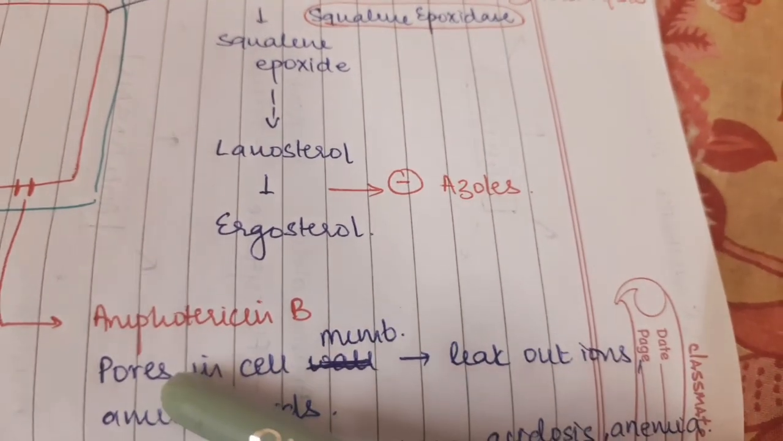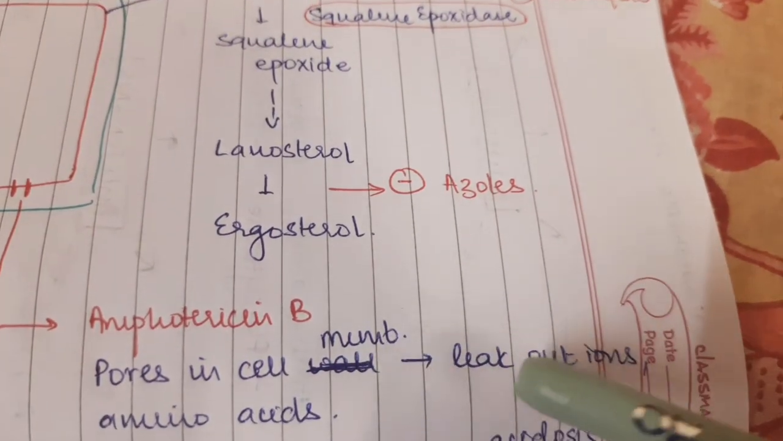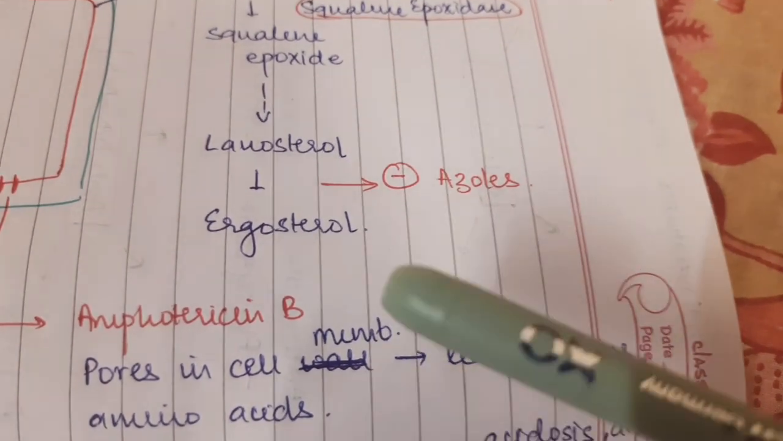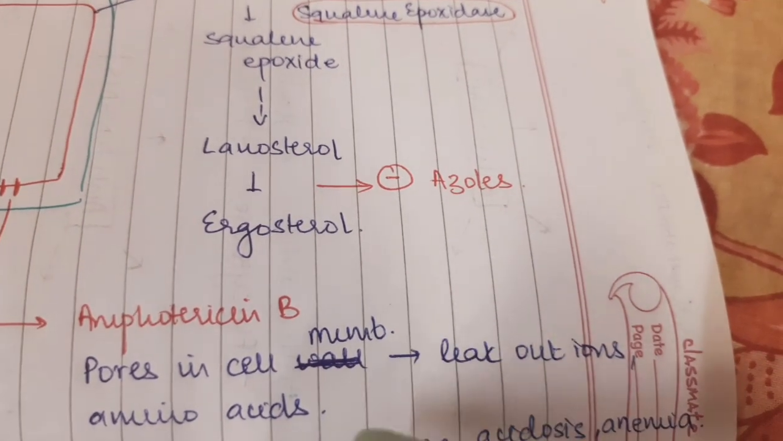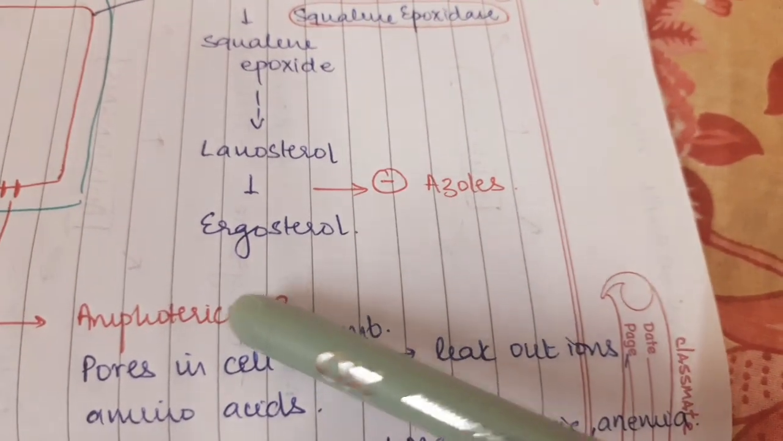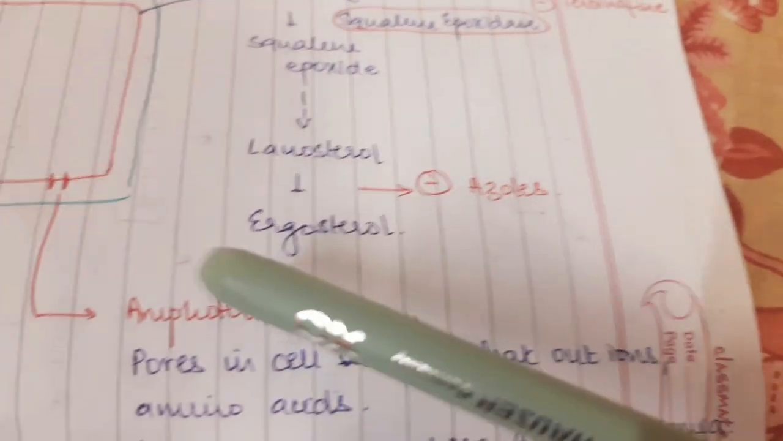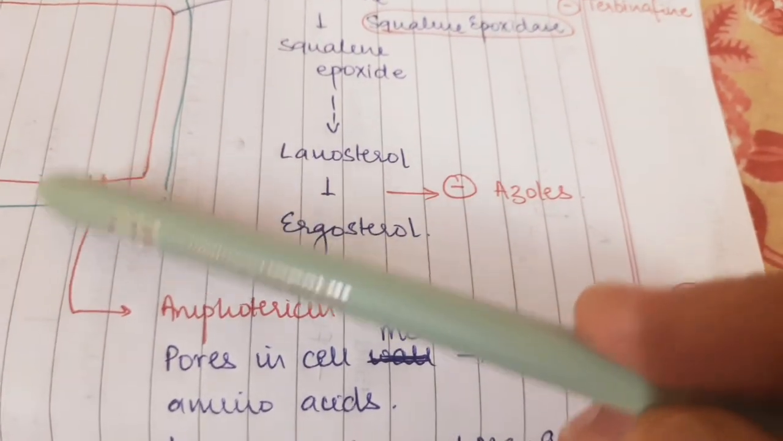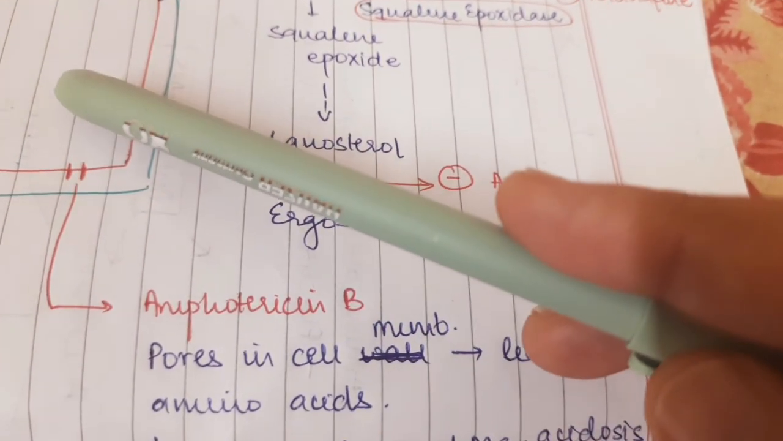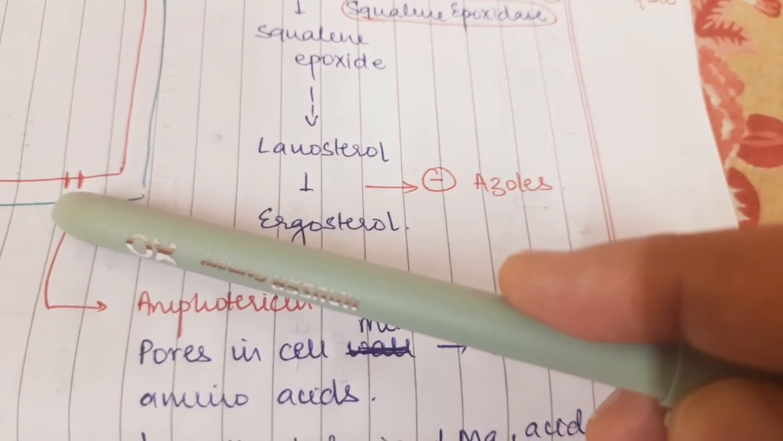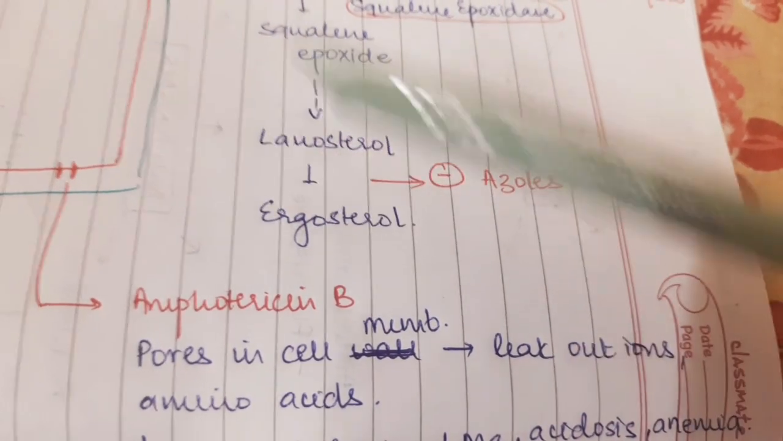So it will form pores which will lead to leaking out of ions and amino acids from the fungal cell and eventually lead to fungal cell death. So amphotericin B also acts on the cell membrane by forming pores in it. As you can see in the diagram, it will form a sort of a pore, and amino acids and important ions will leak out from the cell, and it will eventually cause fungal cell death.